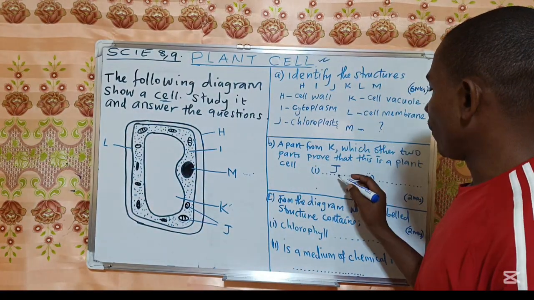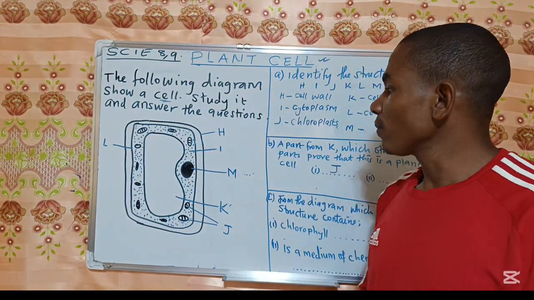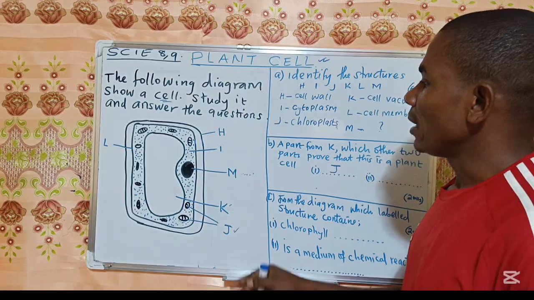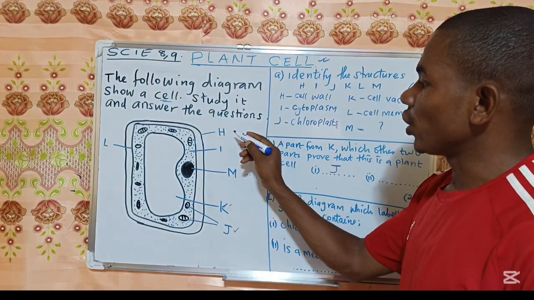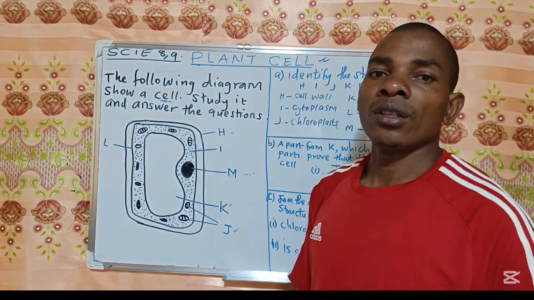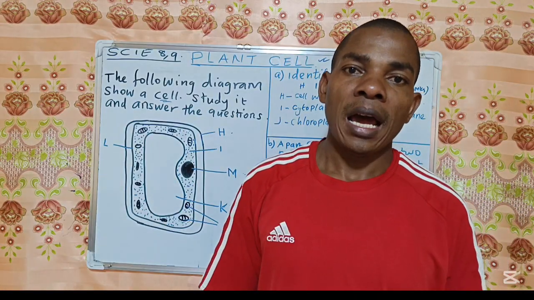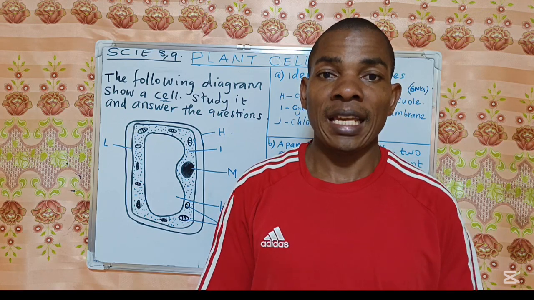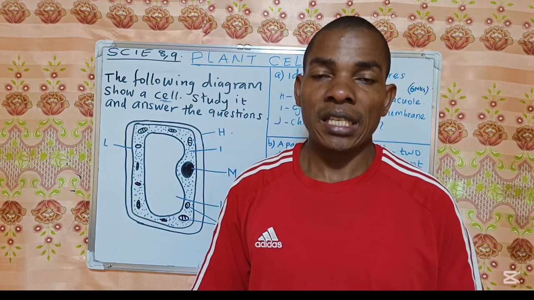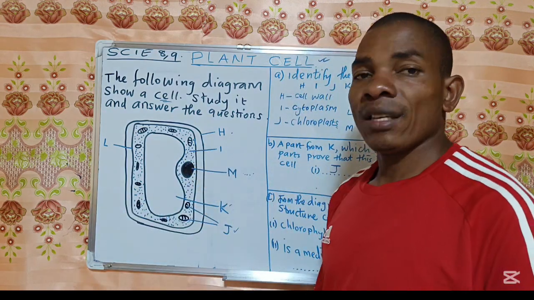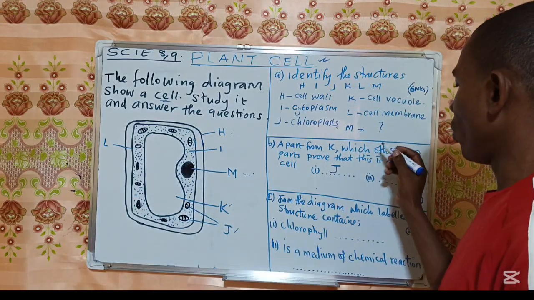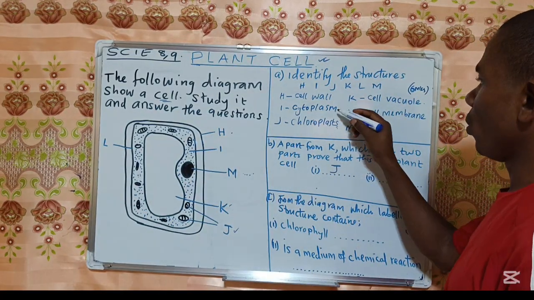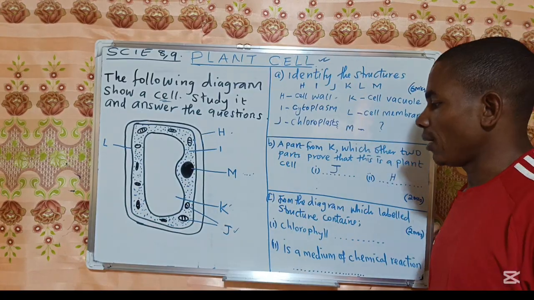So we have got one. The first one is J. This one is only found in a plant cell. The other one is H. Animal cells don't have a cell wall. That is the reason why an animal cell is irregular in shape, while a plant cell has a fixed shape because of the cell wall. So we have letter H, which is cell wall. It is here, cell wall.